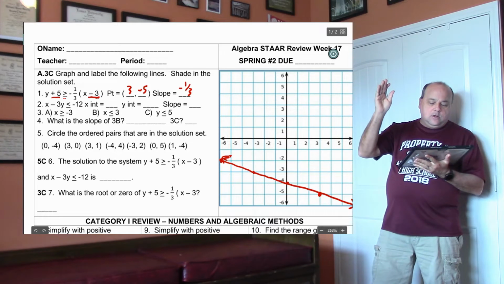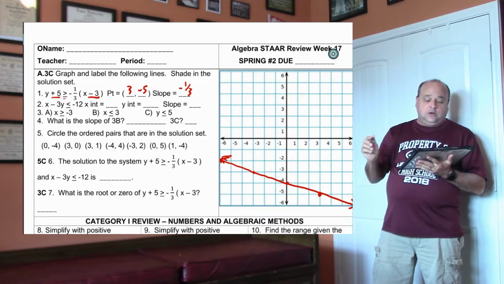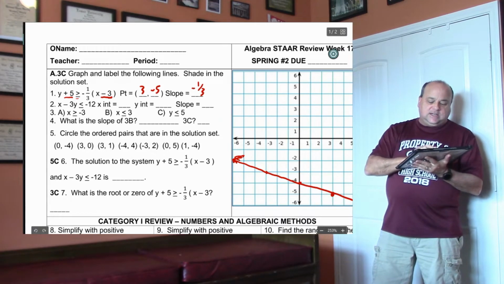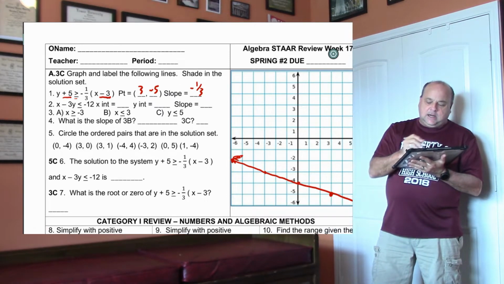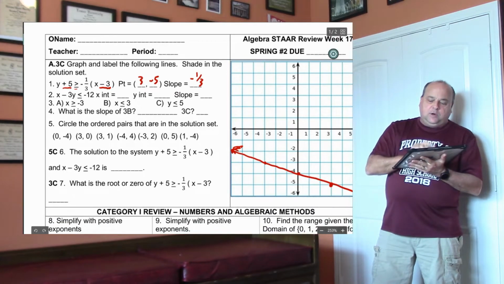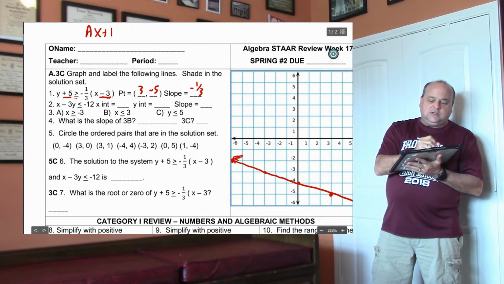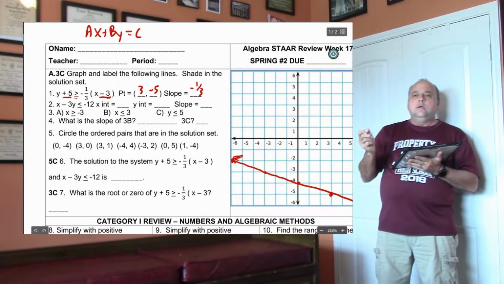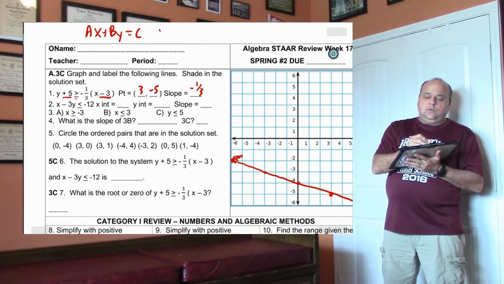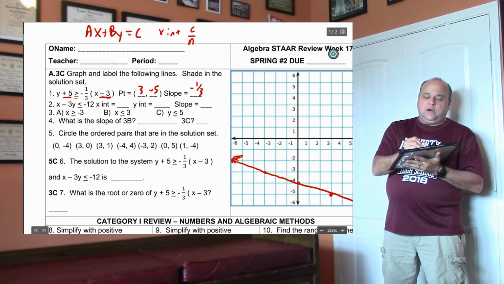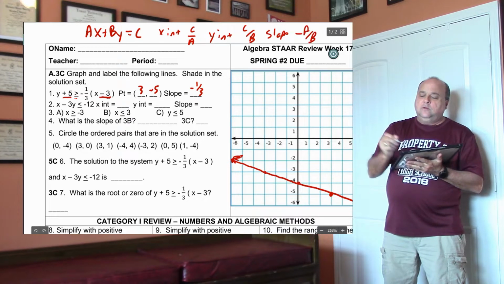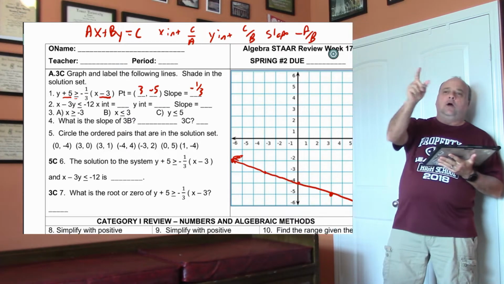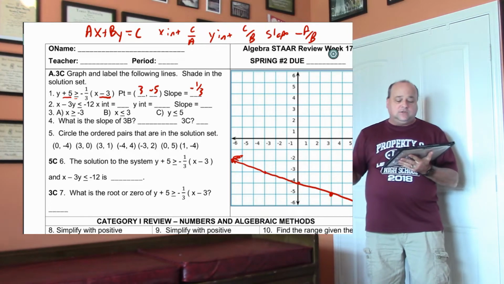On this problem here, we have it in standard form. Remember how to get the x-intercepts and the y-intercepts. It's ax plus by equals c. The x-intercept was c over a, the y-intercept was c over b, and the slope is -a over b. Hopefully you remember that from the fall. If you're given standard form, that's how you get those intercepts.